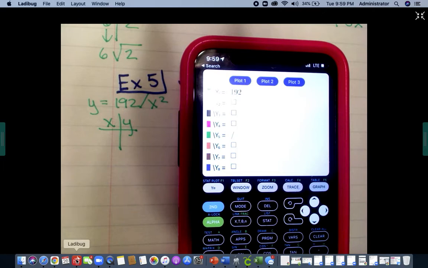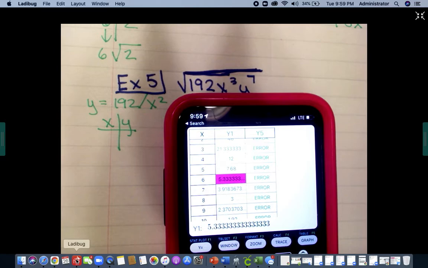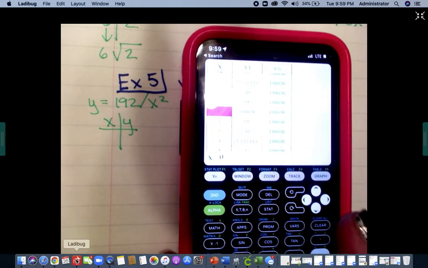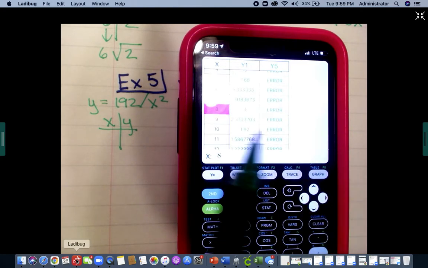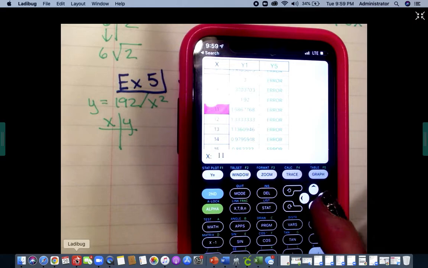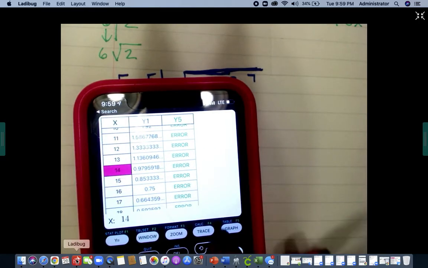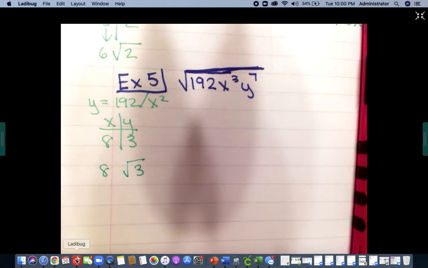So 192, you should be doing this with me in your calculator, pausing the video as necessary. 192 divided by x squared. Hit second, then the graph button. And then starting at 0, what's my last integer ordered pair? I have 1 and 192, 2 and 48, 4 and 12, and 8 and 3. Oh, and that's the last one before I hit 0 point something, right? So again, the last integer ordered pair is 8, 3. So that means my 8 goes on the outside with my 3 on the inside.